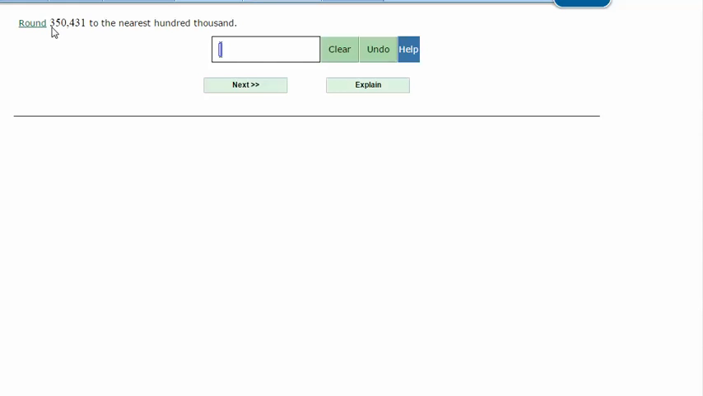And so I'm going to round this number either down to 300,000 or up to 400,000, whichever one it's closest to. To help me determine that, I'm going to look at the number to the right of the 3, the 5. 5 is 5 or greater, so I'm going to round this number up to 400,000.